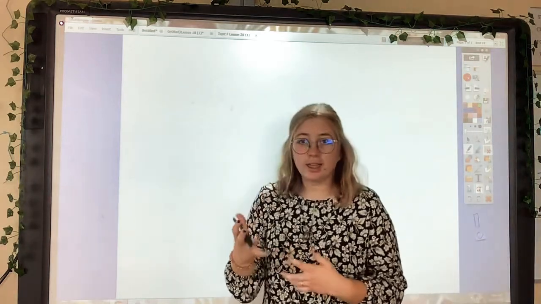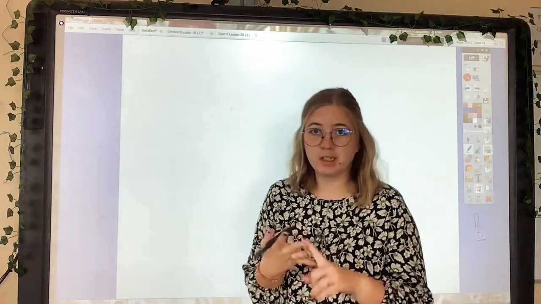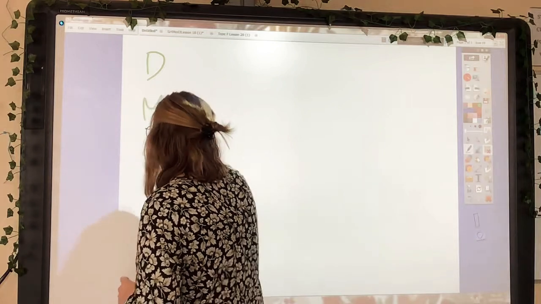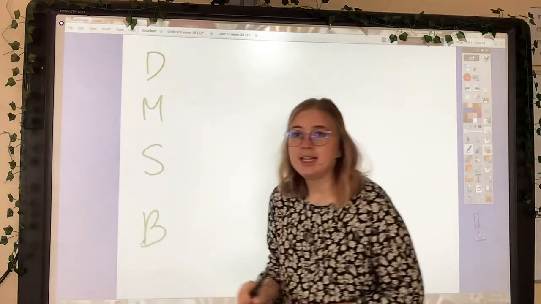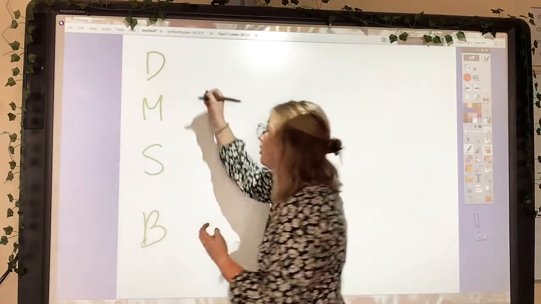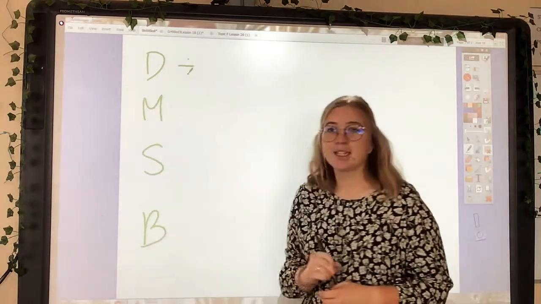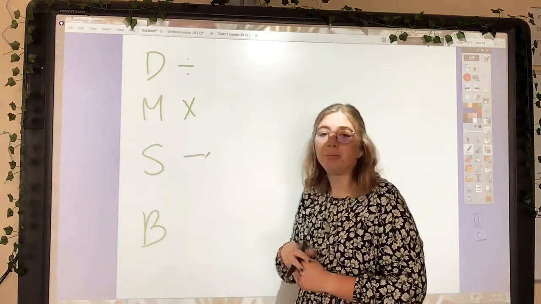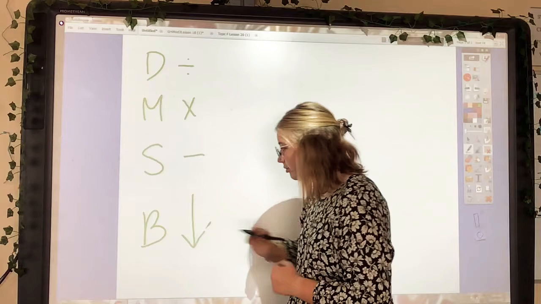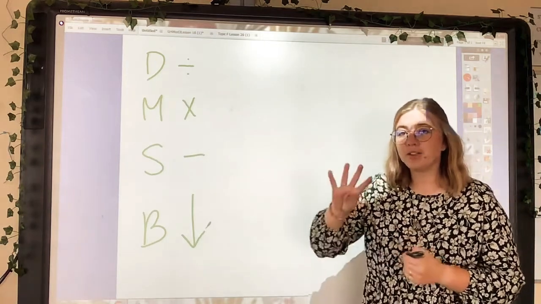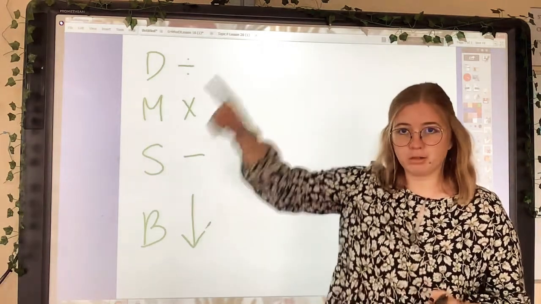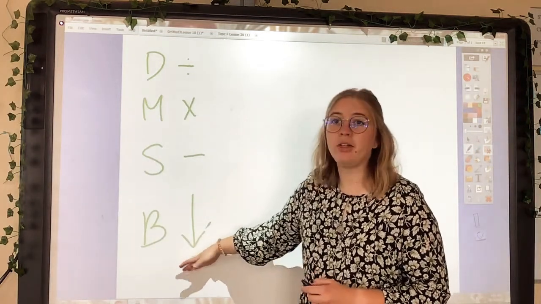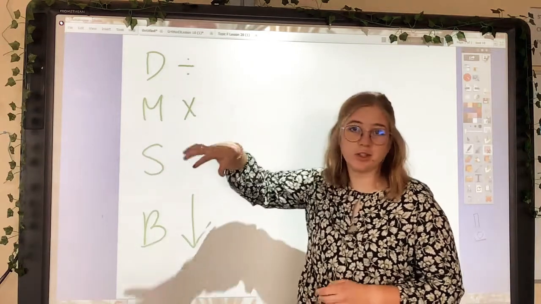Our trick that we can use to help us is the dad, mom, sister, brother. So we start with D, M, S, B. D stands for divide, M stands for multiply, S is subtract, B is bring down. That's the 4 steps that we follow, and we follow it in a circle, remember? If we go through all 4 steps and finish with bringing down, then we go all the way back up if there's more numbers to divide.